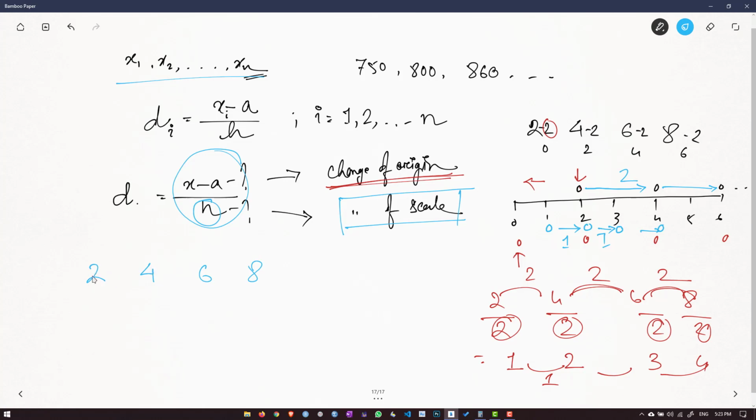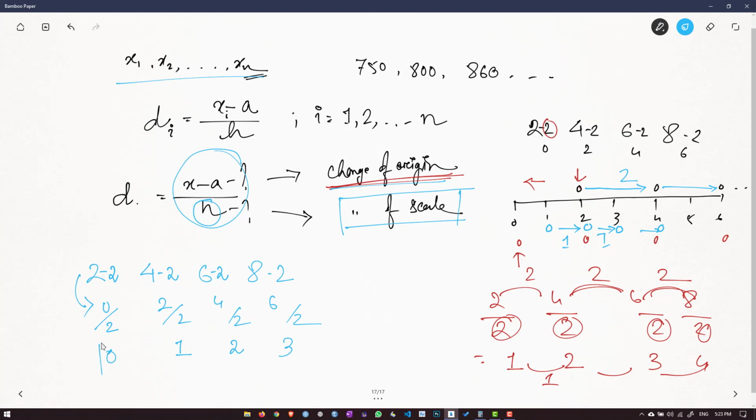So from all of them I am subtracting 2. So the values reduce to 0, and then 2, and then 4, and then 6. Now this is the first step. In the first step we have subtracted 2, that means we have changed the origin. In the next step we will divide everyone by 2. So this is 0, this is 1, this is 2, this is 3.